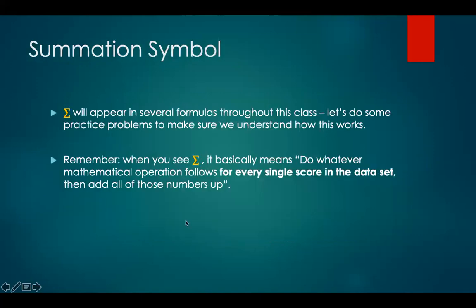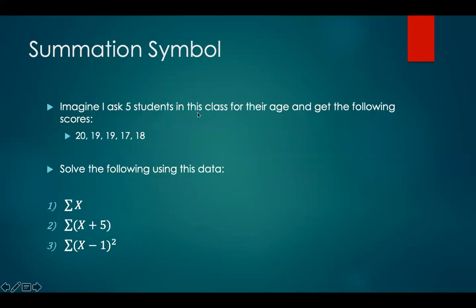Now, sigma is going to appear in several formulas throughout this class, so let's do some more practice problems to make sure we understand how this works. Now, when you see sigma, it basically means do whatever mathematical operation follows for every single score in the data set. That's the important piece of information there. And then add all of those numbers up. So imagine if I were to ask 5 students in this class for their age and get the following scores. Now, I would like you to pause the video here and solve the following using this data set.